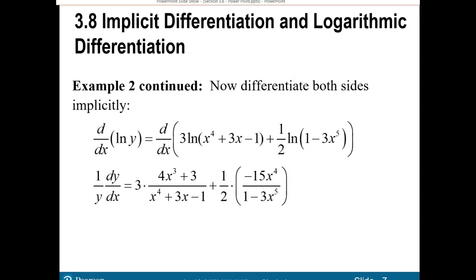All right, so now the only thing left to do is to solve for your derivative.